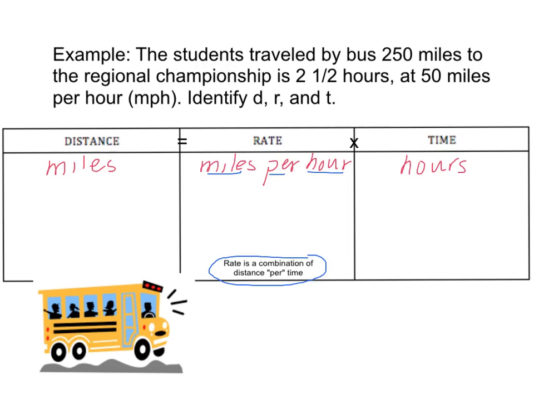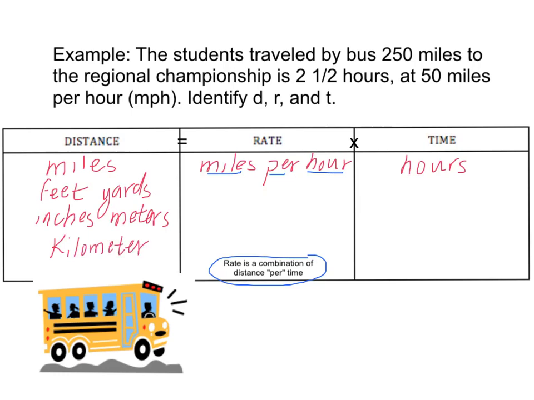Let's look at some other measurements of distance. You might have something like feet or yards, maybe inches or meters or even kilometers. What about time? Besides hours, you might also have seconds or days, months, years, or decades.